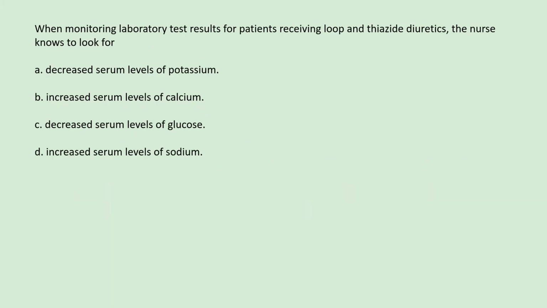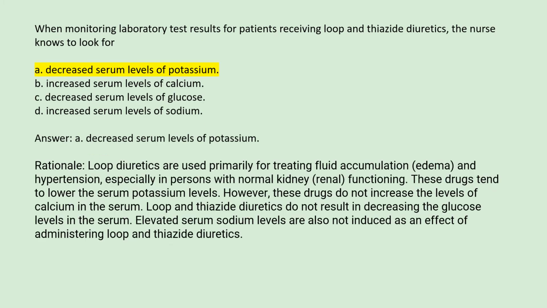When monitoring laboratory test results for patients receiving loop and thiazide diuretics, the nurse knows to look for: A. Decreased serum levels of potassium. B. Increased serum levels of calcium. C. Decreased serum levels of glucose. D. Increased serum levels of sodium. Answer: A. Decreased serum levels of potassium.